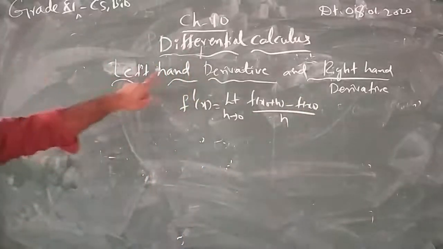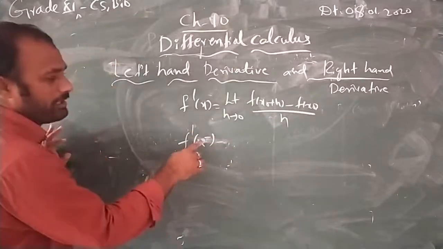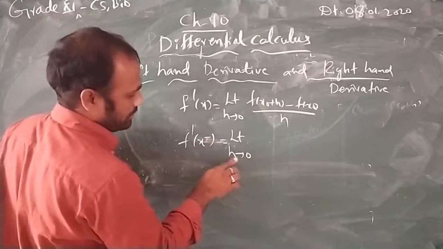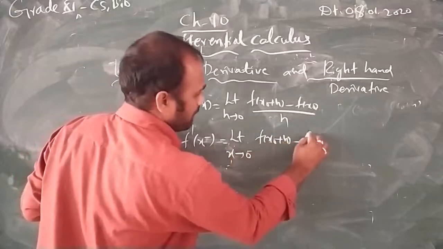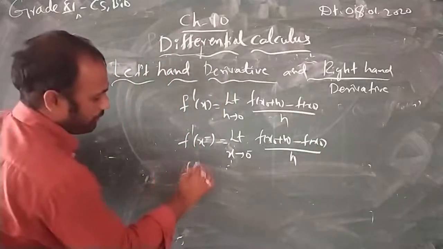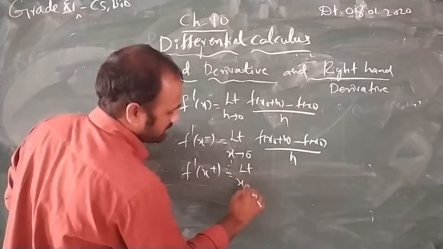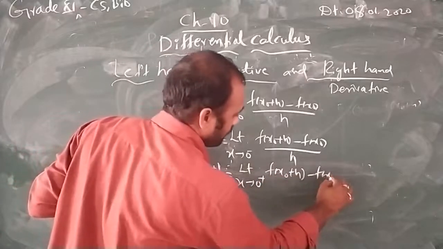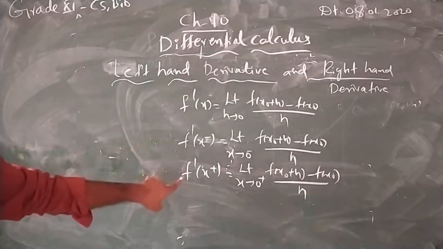So if I am targeting the left hand derivative, then the formula will become f dash of x naught minus, the left hand derivative, is equal to limit h tends to 0 minus, f of x naught plus h minus f of x naught divided by h. Next, if I want the right hand derivative, f dash of x naught plus, that is limit h tends to 0 plus, f of x naught plus h minus f of x naught divided by h. So this is the left hand derivative, this is the right hand derivative.